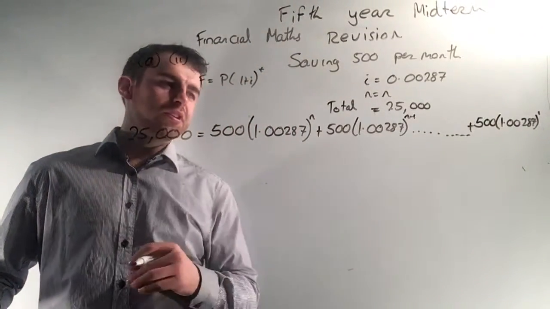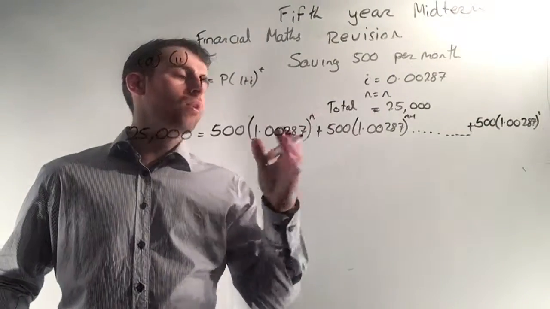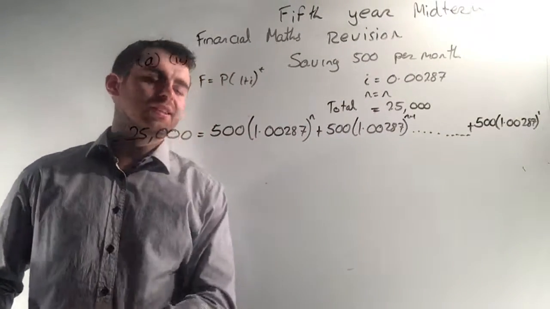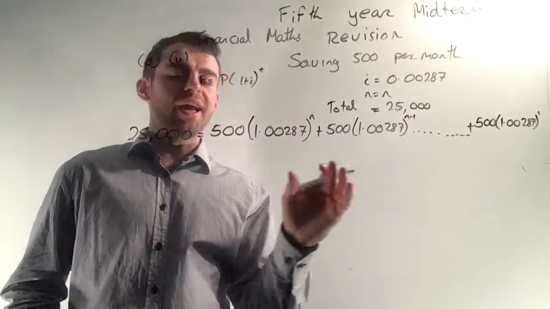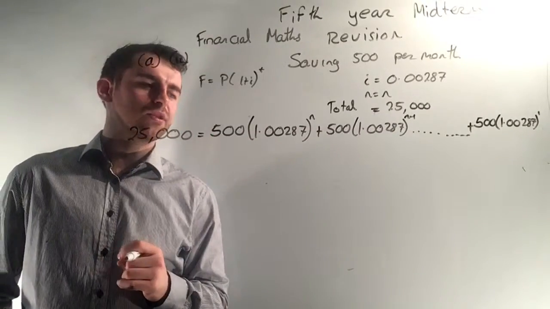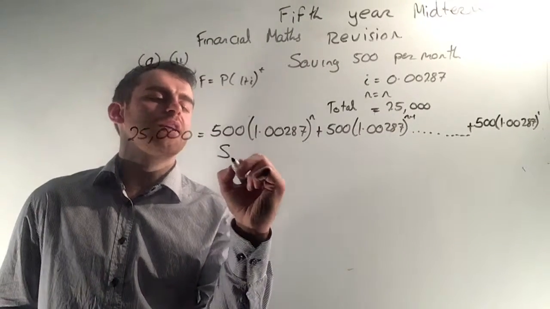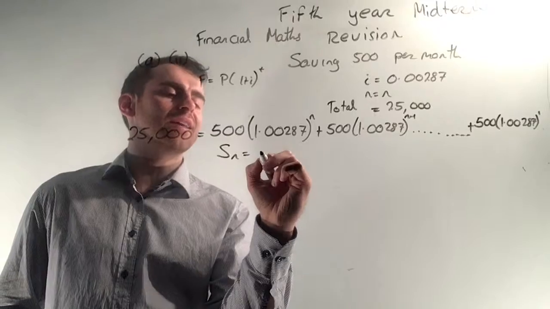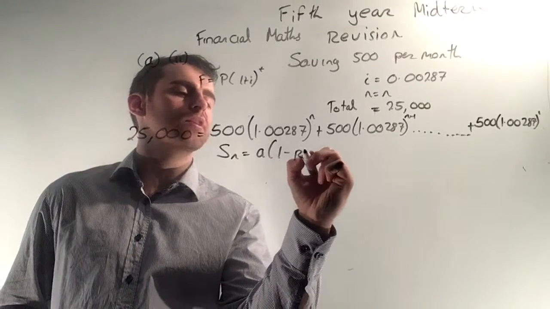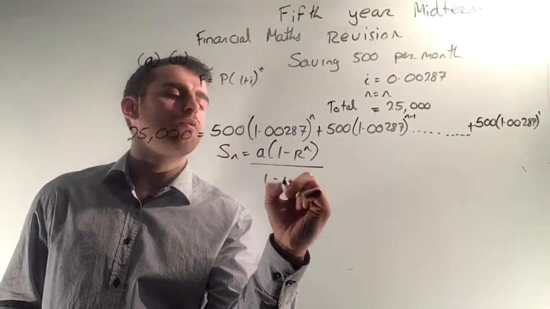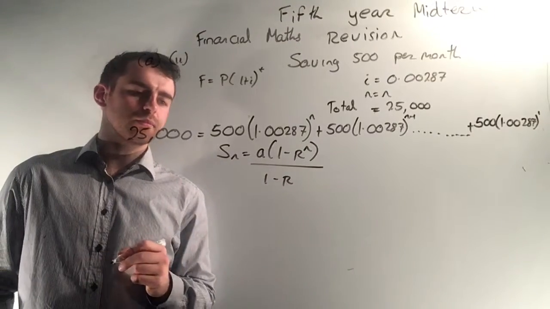Once you've got your geometric series, we can now work on working out how many terms there actually are in this series. How many of these do I need to add together so that they add to 25,000? And in order to do that, you need to sub into your formula Sn is equal to a times 1 minus r to the power of n over 1 minus r.